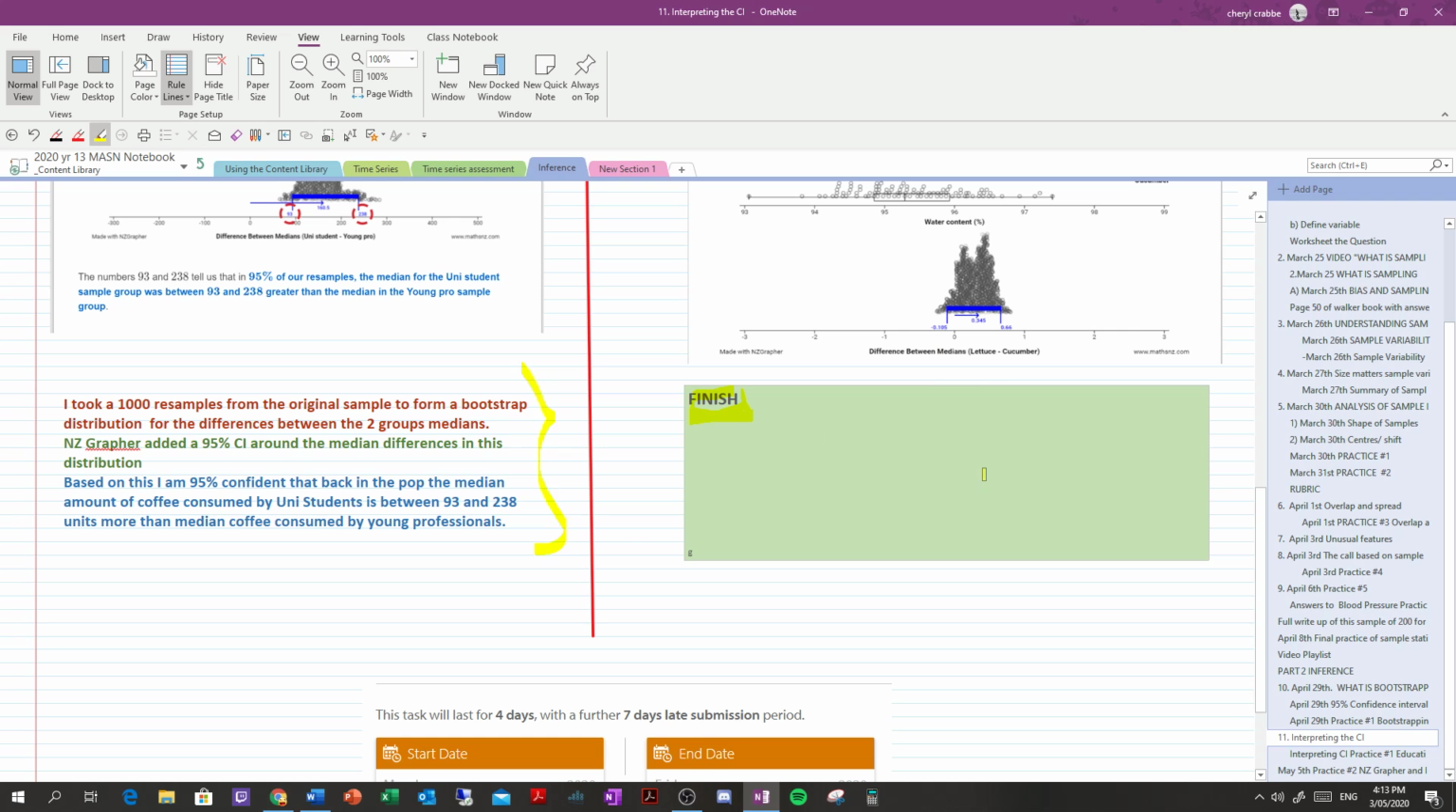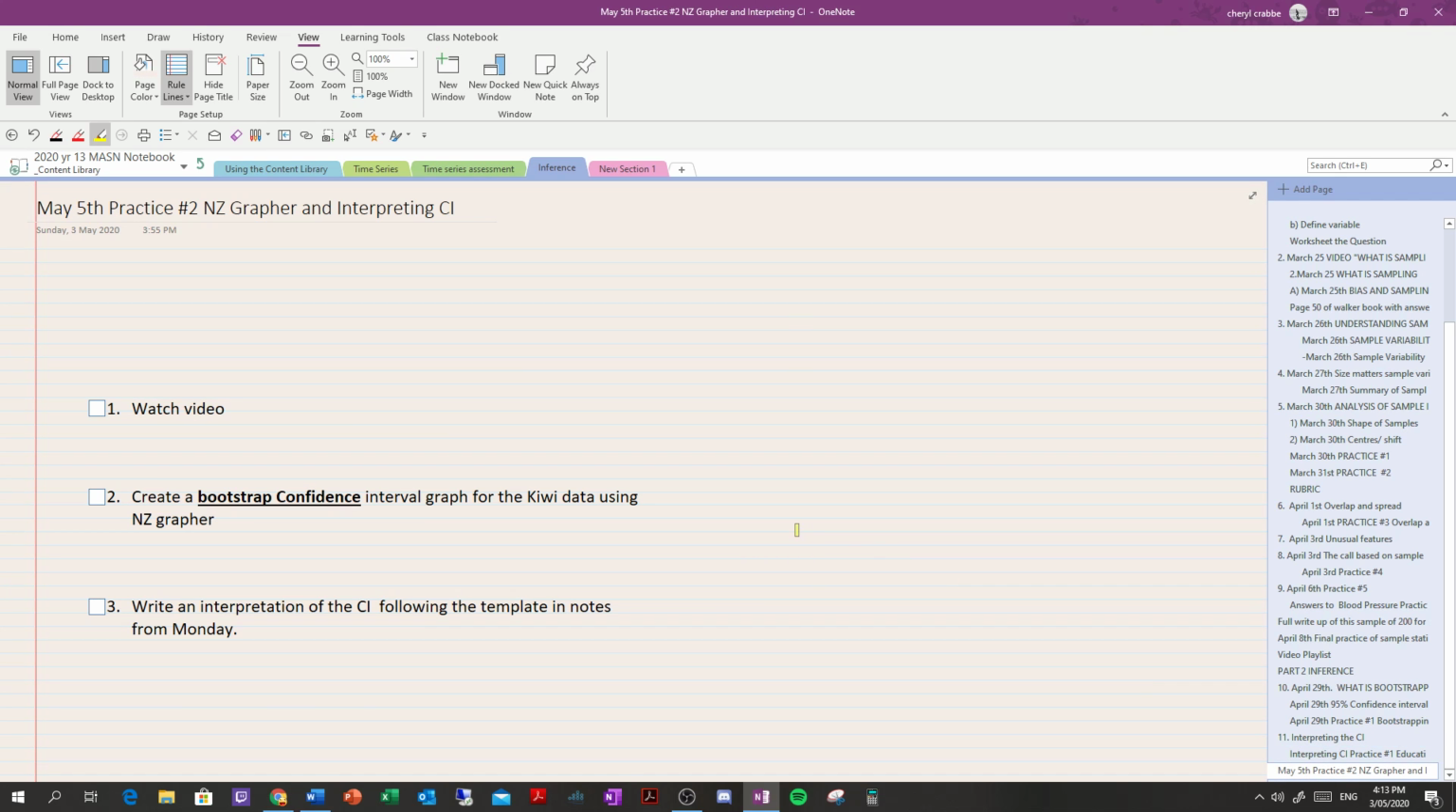So hopefully you've done that and I've had a look at it. Your job today is to do this kind of interpretation with your graphic on this page. So that's your homework to be done.